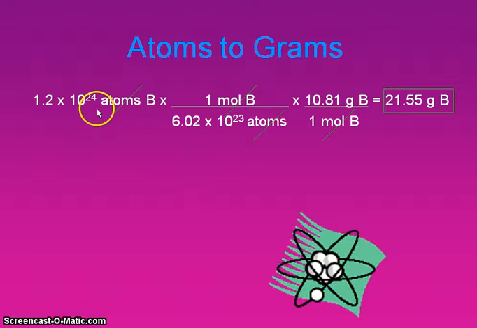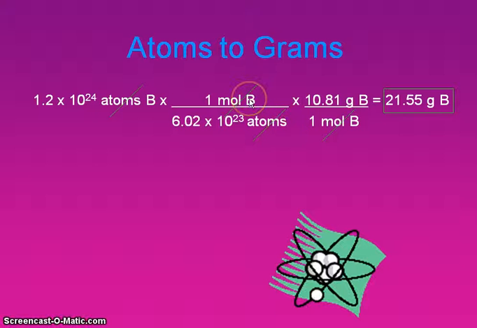So the first thing I have to do is convert it into moles. There is no direct conversion straight from atoms to grams. So I want to use Avogadro's constant. And because the atoms is what I want to cancel out, I want to write it as 1 mole over 6.02 times 10 to the 23rd. That'll cancel out my atoms units.